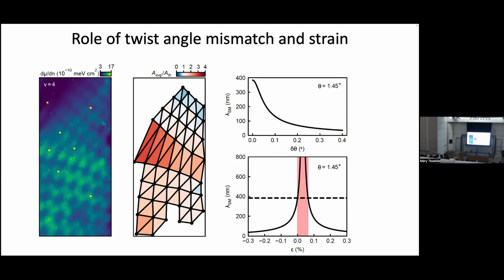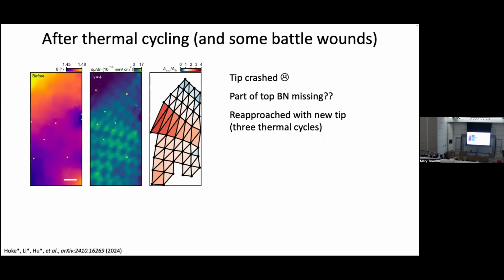But what we can say is that actually it's a very narrow window of strain in general, which will give rise to enhanced super moiré periodicity, to red here. Generically, otherwise, it usually would tend to decrease the super moiré period.